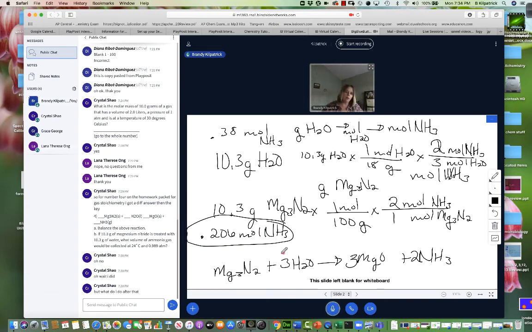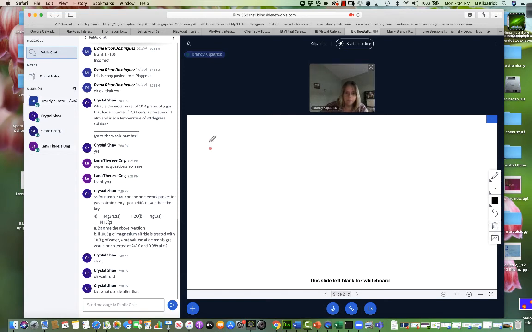Okay, so now that I have my amount of ammonia, I also have a temperature, I have a pressure. So in your head, every time you see those variables, temperature, pressure, volume, you're probably going to be using the ideal gas law. So now we're going to use this in the ideal gas law. So I'm going to erase all this. So my n is 0.206 moles. Okay, and then I am looking for a volume of the NH3.